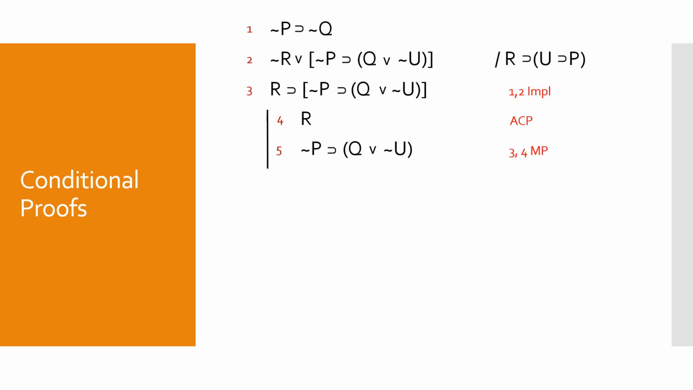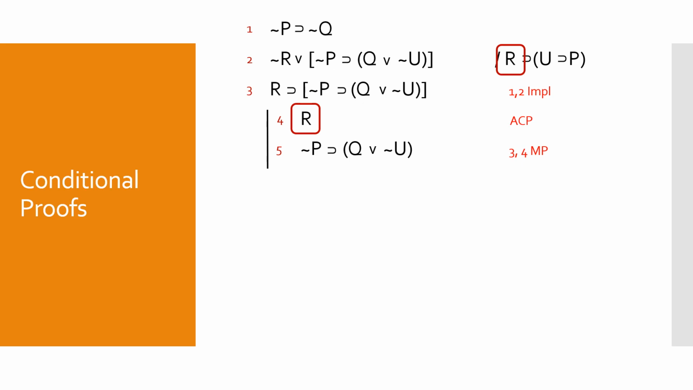Now, working from the assumption made in line 4, we can now derive the claim in line 5 that if not P is true, then either Q or not U is true, and that follows by modus ponens from 3 and 4 put together. Now, at this point, it is probably useful to stop and think about things for a bit, so we can survey what we have to work with and think about where things are supposed to be going.